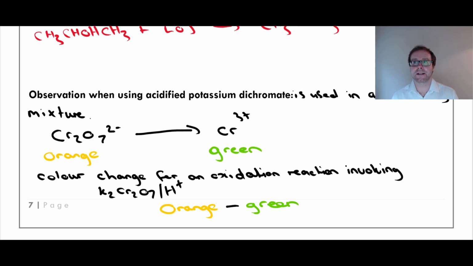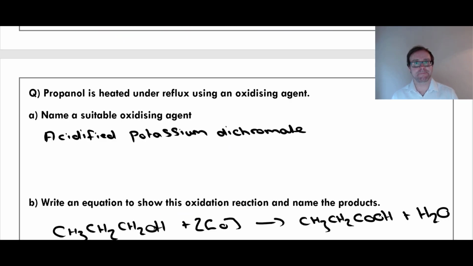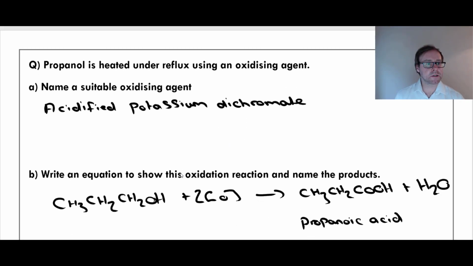Once you've digested the information, you can have a go at the questions, then we'll go through them together. So propanol is heated under reflux using an oxidizing agent. Name a suitable oxidizing agent: acidified potassium dichromate. Write an equation to show this oxidation reaction and name the products.